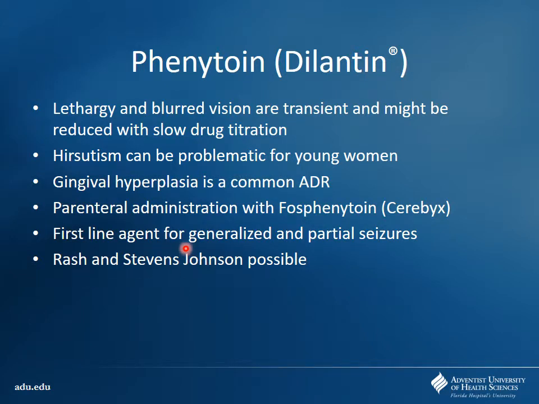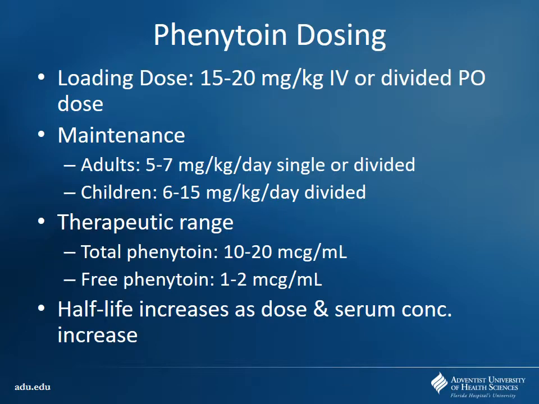But it is going to be first line for a lot of different generalized and partial seizures, and then we'll talk about rash and Stevens-Johnson syndrome a little bit later on, but just know this is another one that can cause that. So for a lot of these drugs, if they're starting out a new antiepileptic, they notice a new rash, that is a warning sign. They need to really come and get checked out for that, especially if they have any kind of blistering, skin sloughing, anything like that. That could be very, very bad for them. They need immediate attention for that.